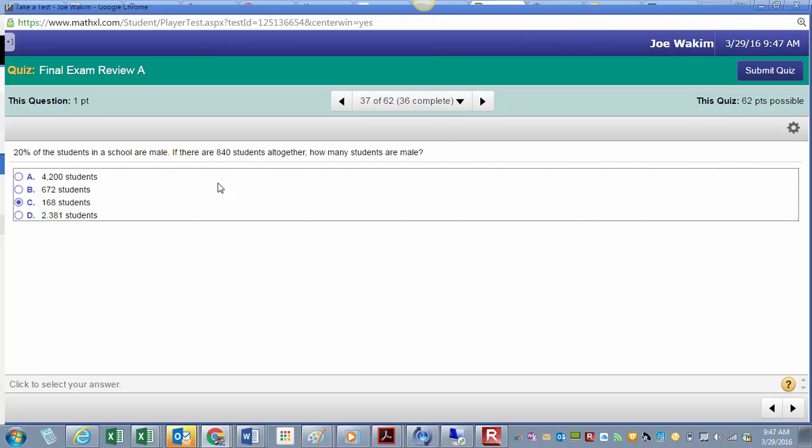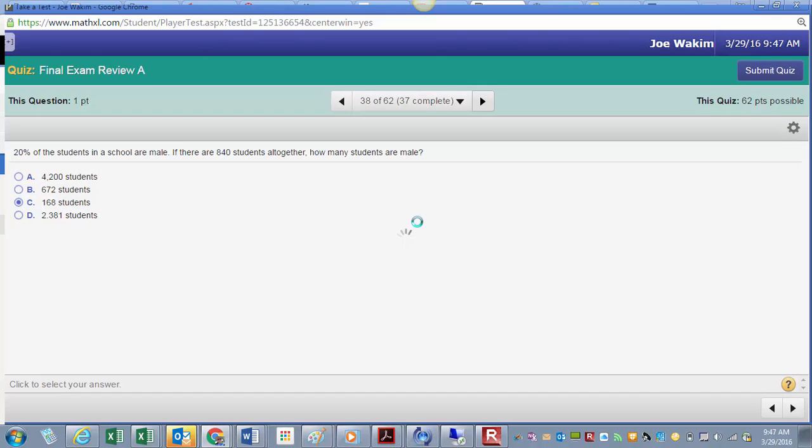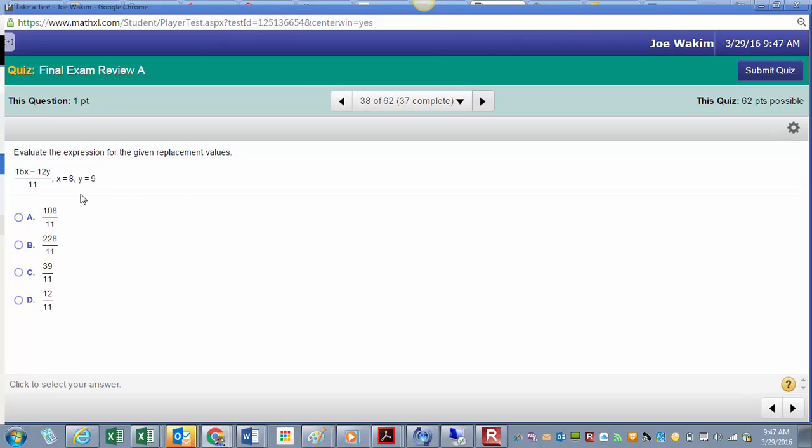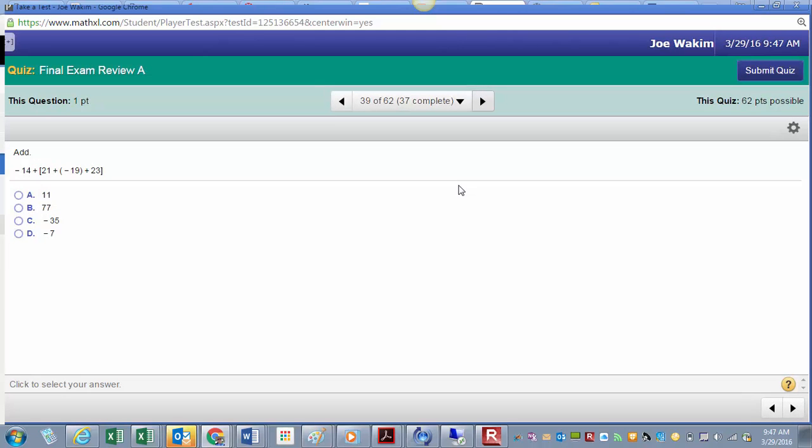Evaluate. We just did this one, so let's skip it. Okay, here we have to do also the same. Add 21 plus 23, that's a 44, right? Or you can do 21 minus 19, that's a 2 plus 23, 25. And then 25 minus 14. 25 minus 14, is that an 11? Okay, so now we can do 40.